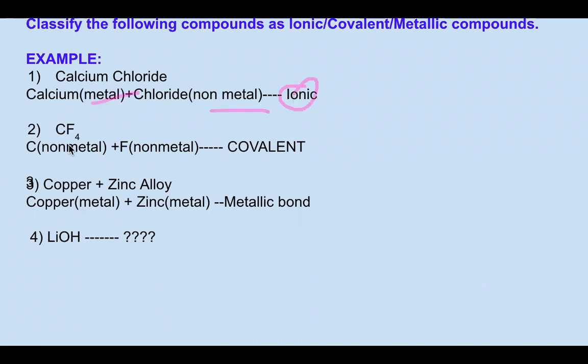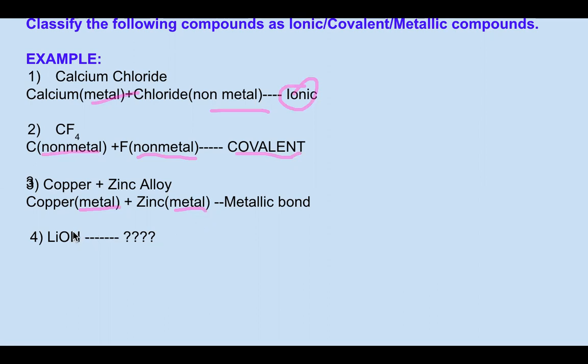And second one, carbon is a non-metal, fluorine is a non-metal. So the bond between carbon and fluorine is a covalent bond. So the compound is called a covalent compound. And the third one, copper is a metal, zinc is a metal. So the bond between metal and metal is called a metallic bond. And this type of alloy is called a metallic compound.